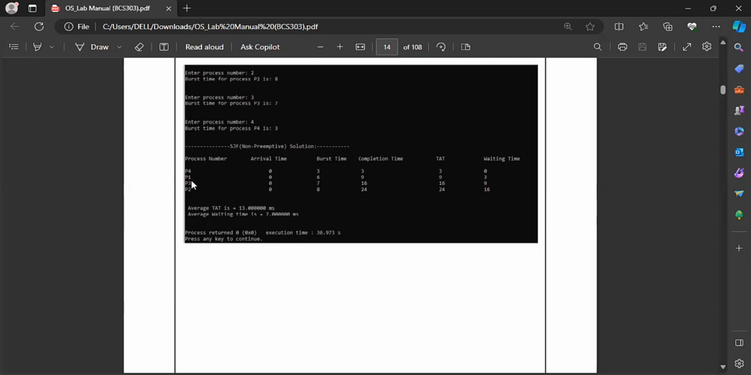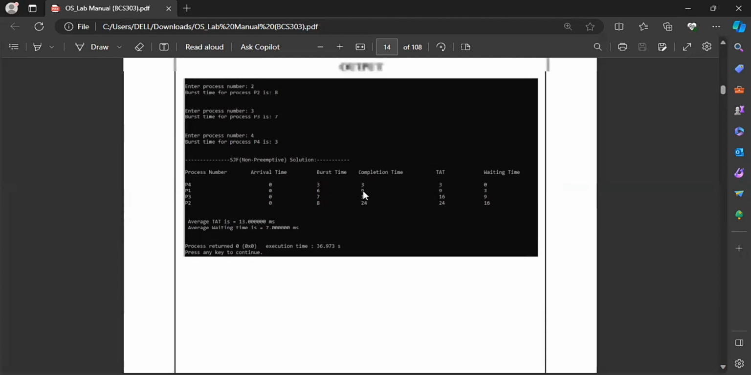Now the P1 process is in the ready queue and has arrived. So 6 plus 3 will be 9, the previous completion time plus the current burst time. Then 9 plus 7 is 16. Then 16 plus 8 is 24. Right.